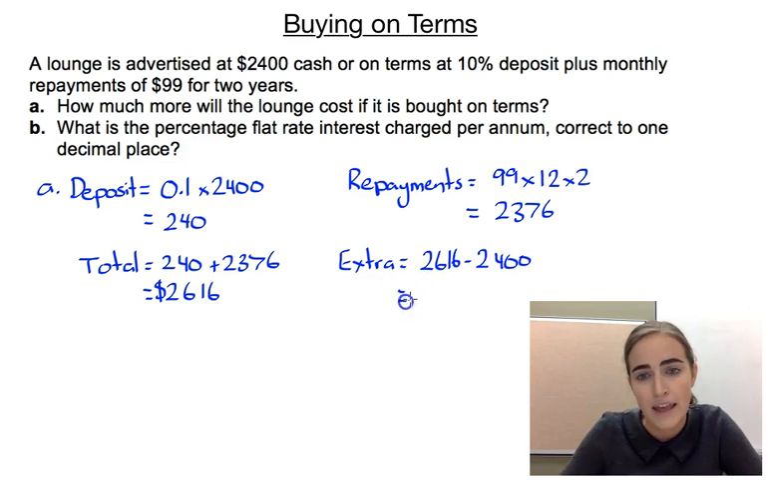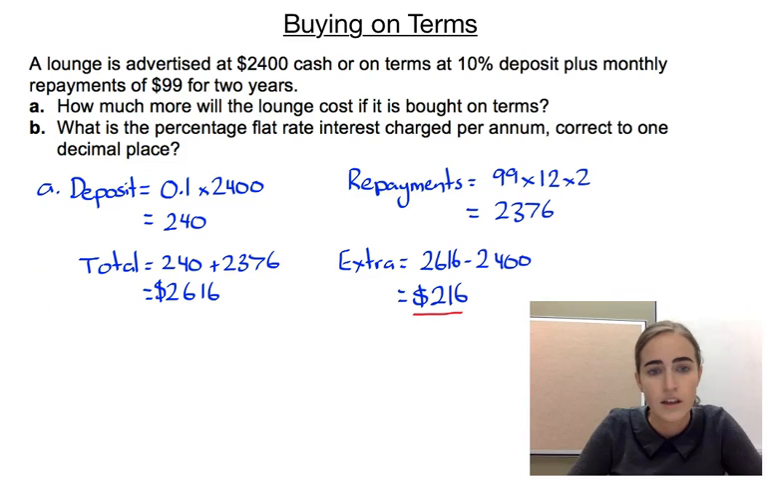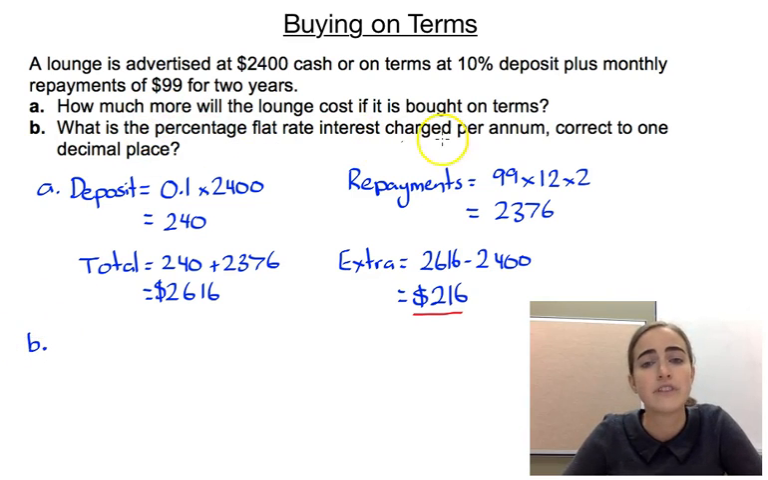And we'll end up paying an extra $216. So that's our final answer there. All right, part B asks us what is the percentage flat rate interest charged per annum, correct to 1 decimal place. So this extra that we've paid, that's the interest that we've ended up paying.